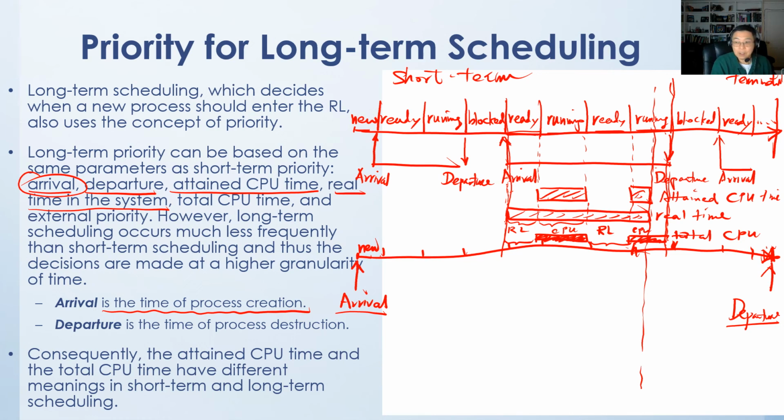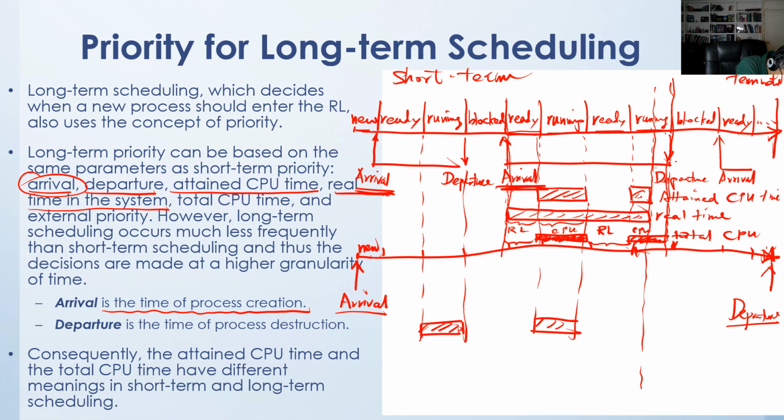Now, for the long-term scheduling, the attended time is going to be on a bigger scale. So attended CPU time is going to count all the CPU time, not just this most recent arrival. It also counts the time from the first arrival. So it will count all this CPU running time. So this is one CPU time, and this is another CPU time, and this is another CPU time. So that's the attended CPU time. Not just the most recent arrival. It counts all the CPU time from the beginning, from the time when the process is created.